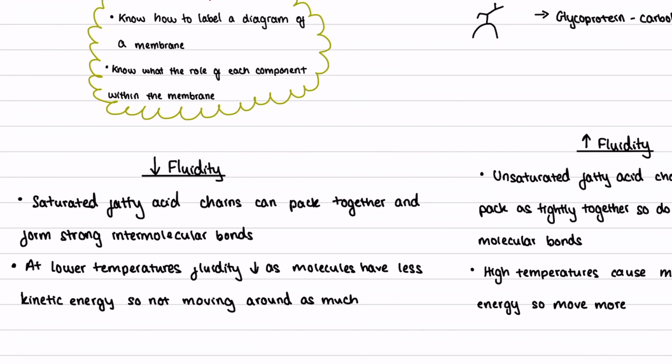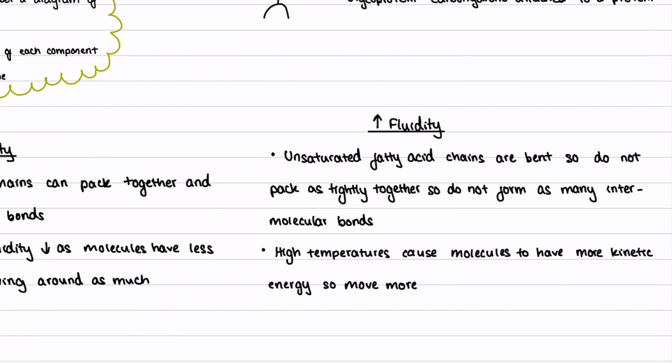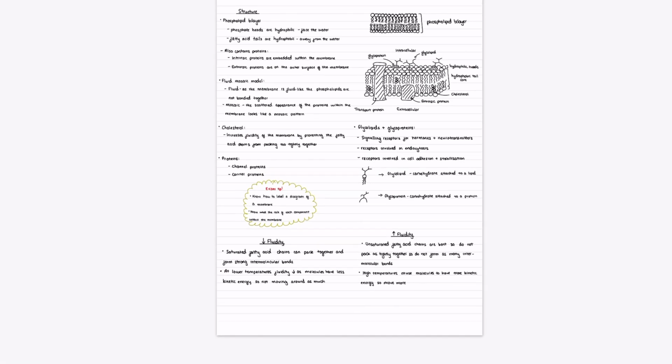In order to decrease the fluidity of the membrane, the use of saturated fatty acid chains can allow them to pack together and form strong intermolecular bonds. At lower temperatures, the fluidity decreases as molecules have less kinetic energy, so cannot move around as much. The opposite is true to increase the fluidity of the membrane by having unsaturated fatty acids, which have bends that stop the fatty acid chains from packing close together, so they cannot form many intermolecular bonds. At higher temperatures, the molecules have more kinetic energy, so can move around more.